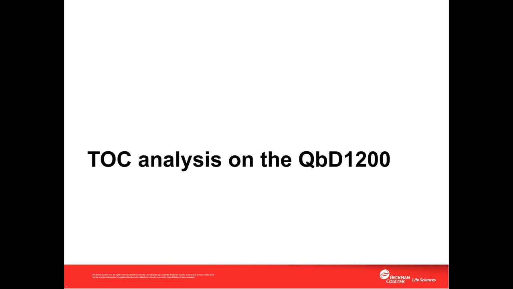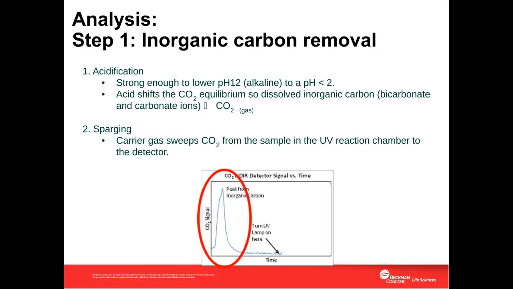So let's take a look at how the QBD 1200 analyzes TOC. In the first step of the analysis, the QBD acidifies the water sample being analyzed to encourage any total inorganic carbon, or TIC, that's present in the sample to come out of solution. Now, the pharmacopoeias point out to us that TIC, or total inorganic carbon, in pharmaceutical grade waters, purified water and water for injection, is primarily made up of dissolved carbon dioxide gas. So after acidification, a carrier gas is used to purge the TIC out of solution and through to a non-dispersive infrared detector, where it's measured and the total TIC is then reported.